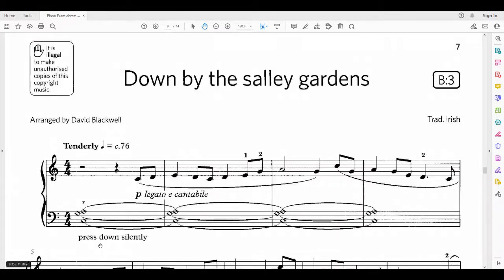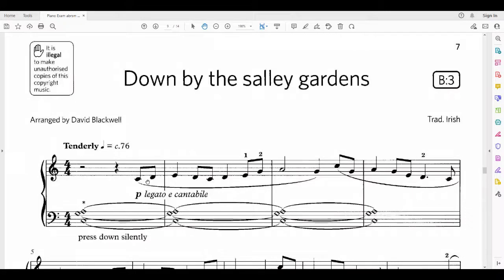He says that to begin, press the left hand note down silently. Okay, indicated here by the diamond shaped note heads. And then start the melody. So after you press down silently the left hand, 1, 2, 3, and then you start the melody when you are ready. Listen to the tune and make it as beautiful as you can.